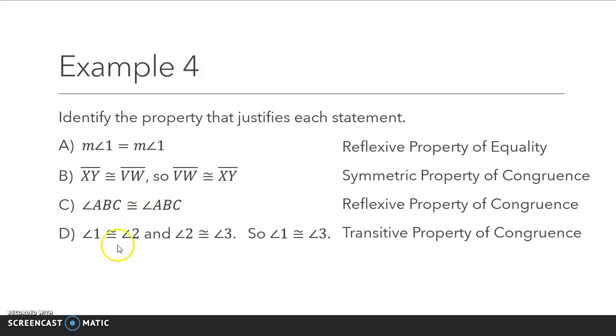Now in the last one, they said angle 1 is congruent to 2 and 2 is congruent to 3. So notice they got rid of all the 2's and they said 1 is congruent to 3. And that's very similar to syllogism. They skipped over the repeated part. So that's the transitive property. And these are congruent symbols. So it's the property of congruence.